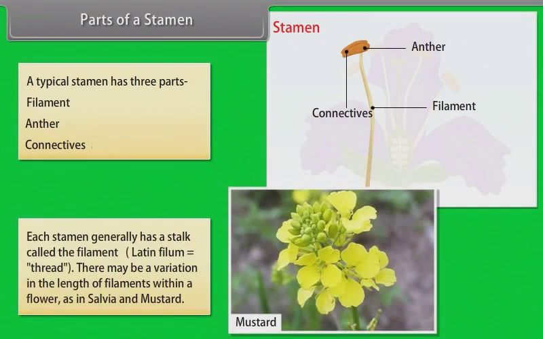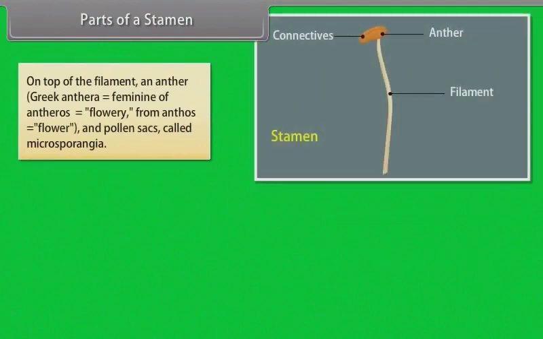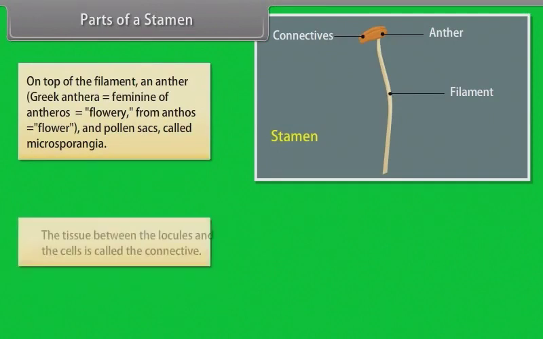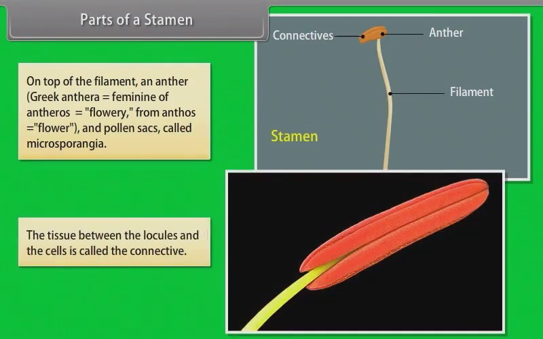Each stamen generally has a stalk called the filament. There may be a variation in the length of filaments within a flower, as in salvia and mustard. On top of the filament is an anther with pollen sacs called microsporangia. The tissue between the locules is called the connective.